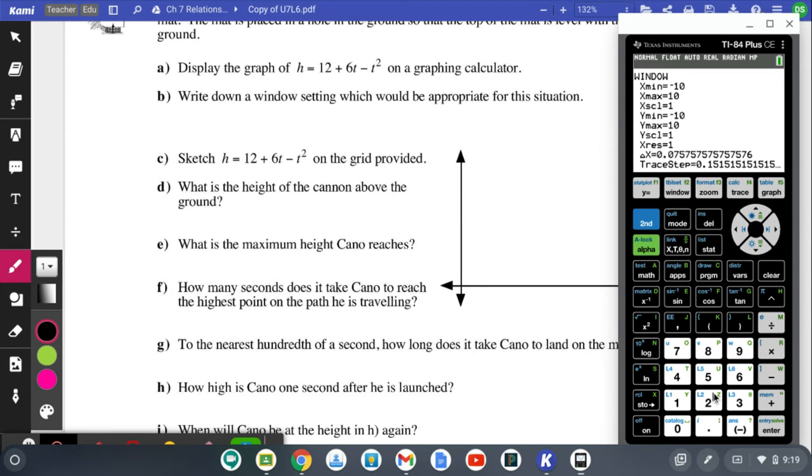So let's go. We don't need negative. Let's go from 0 to 20. 20 seconds to hit the ground. I don't even think we need that. I think 10 was fine. Let's leave it as 10, actually. It doesn't take you 20 seconds to hit the ground. That'd be a long flight.